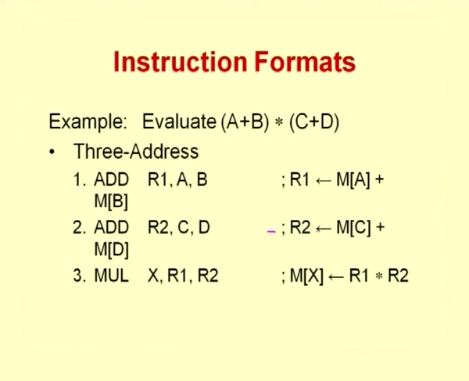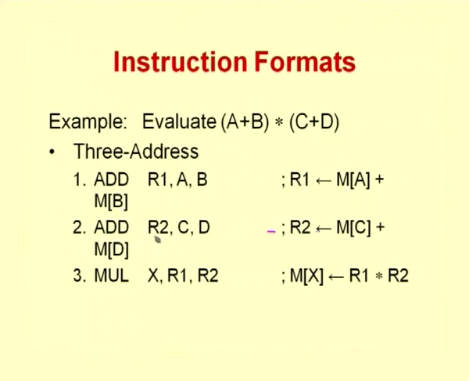Okay. So, if you look at the 3 address instruction format for (a plus b) into (c plus d). Let us say, for instance, I can write it as add r1, a, b. I am assuming that memory locations a and b are specified explicitly in this address, and the sum of these two will be stored in register r1. So, add r1, a, b. What this will do is the values in memory location a and memory location b will be added and stored in r1.